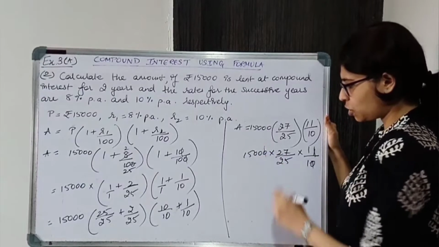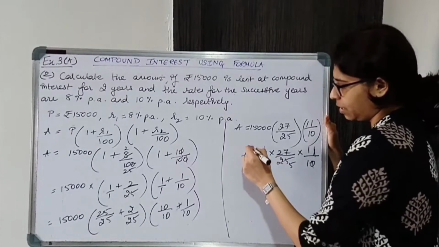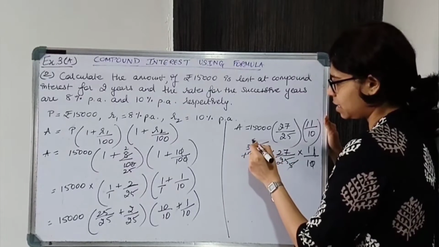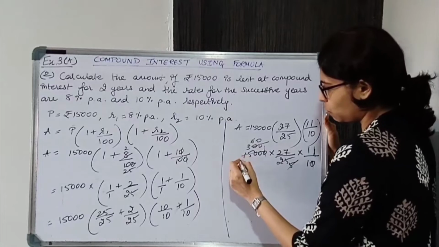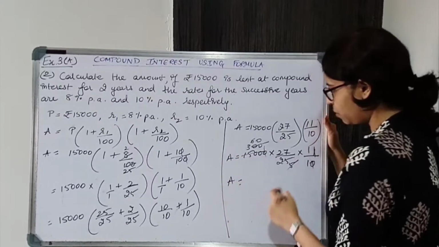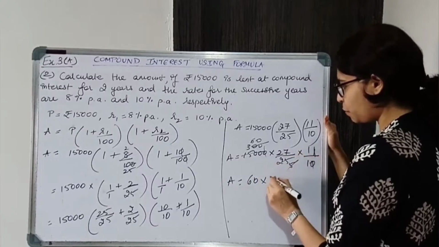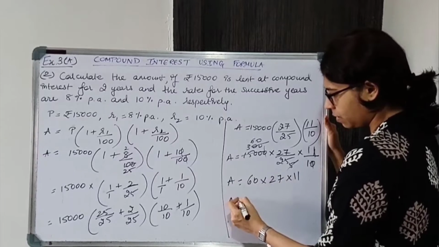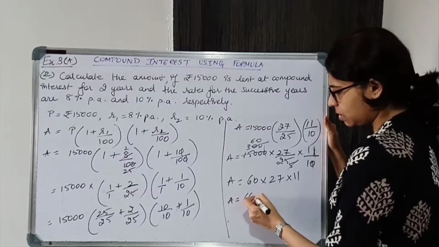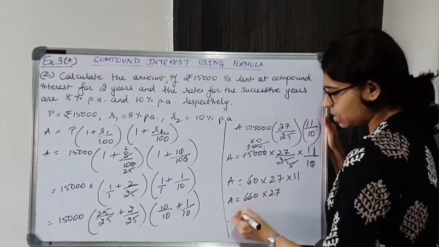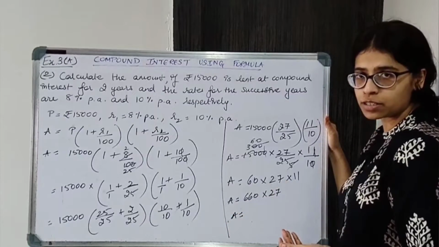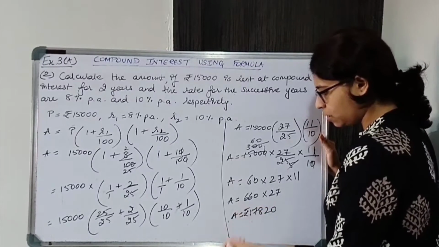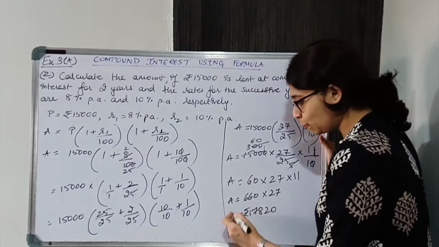So 0 0 cancel हो जाएगा. 5 5s are 5, 3s are, and 0 0. Again you can cancel by 5, 5 6s are, and 0. So amount is equal to 60 into 27 into 11. Okay, so 11 into 6 हो जाएगा 660 into 27. So 66 into 27, multiply and see what answer you are getting. Okay, this will give 17820. Okay, rupees, don't forget to put the symbol for rupees.